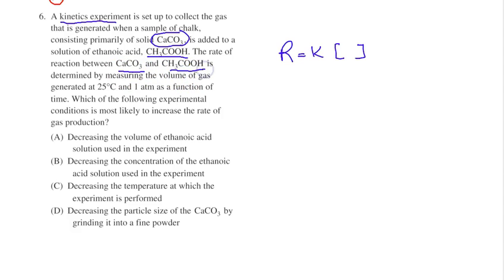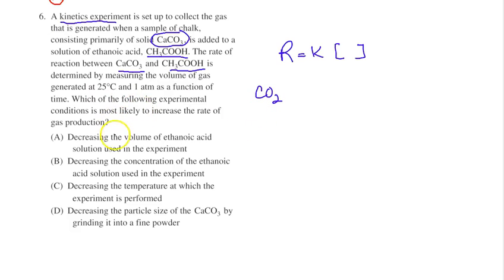and the vinegar is determined by measuring a volume of gas. We should recognize the gas given off here is the CO2. Okay, and we've seen this reaction many times over. And of course, we're at 25 degrees Celsius in 1 atmosphere. Which of the following experimental conditions is most likely to increase the rate of the gas production? Although I might have written this, essentially this is asking what factors affect the speed or the rate of reaction. So we know there's a bunch of factors.